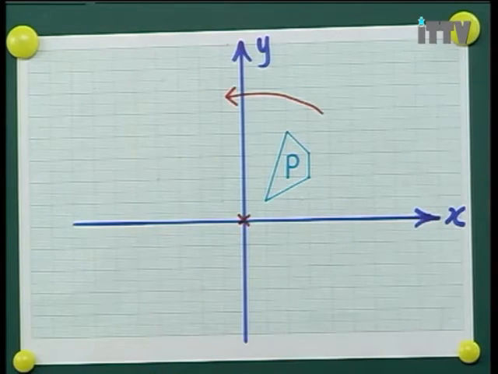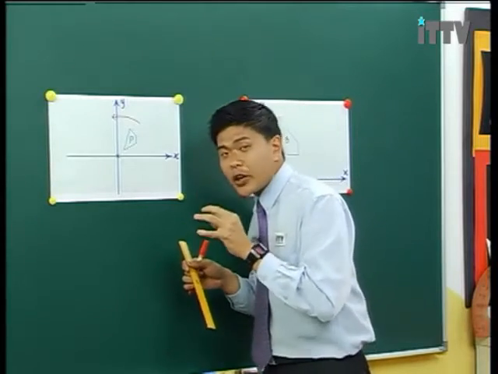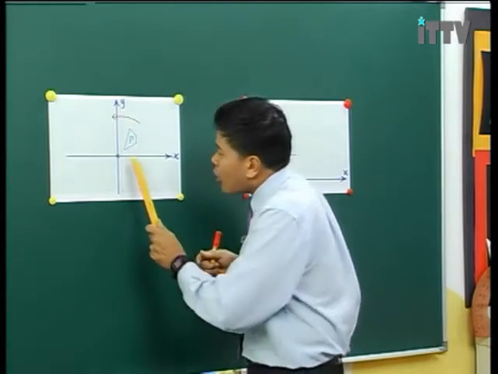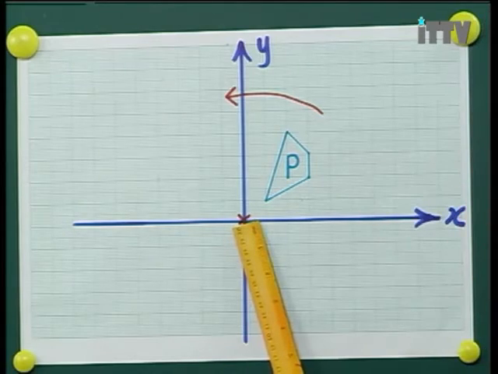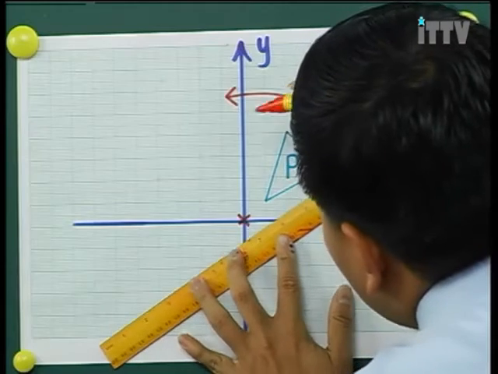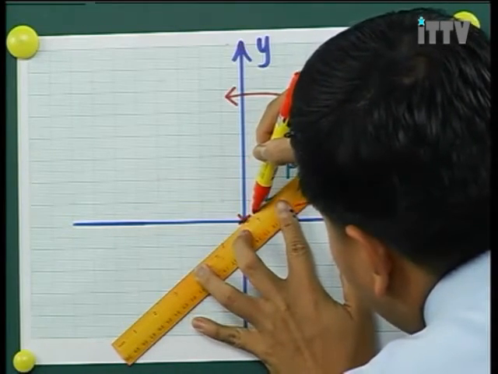So how do we find the exact image? Remember, you can't just sketch it, it has to be accurate because it is in a graph. So what you have to do is firstly pick any point. I will pick the point closest to the center of rotation, so it is this point right here. And I'm going to draw dotted lines to the center of rotation. So this is what I will get.